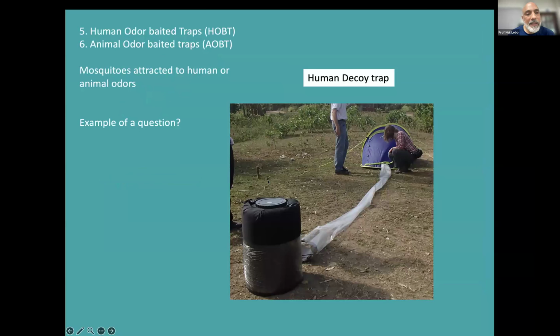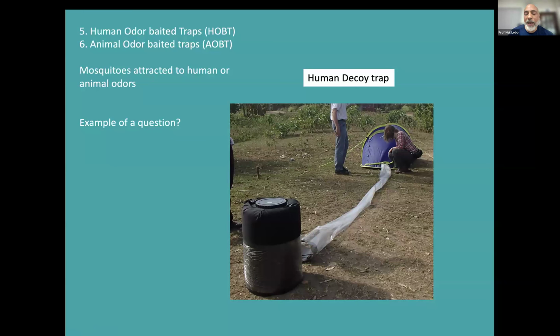The fifth and sixth type of traps are very similar, and they are human odor-baited traps or animal odor-baited traps. And here we use the smell of a human or an animal to capture these mosquitoes. This is the human decoy trap, and this was developed by Francis Hawkes, who is sitting down there. And this uses the three cues that mosquitoes are attracted to when they are looking for a host.